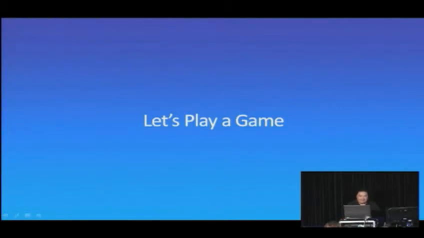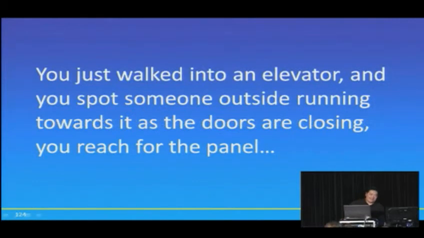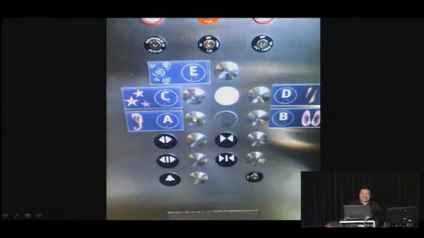Imagine that you are at the Evergreen Hospital in Kirkland, Washington, which is a suburb of Seattle. You just walk into an elevator, and you spot someone outside running towards it as well, and the doors are closing. You reach for the panel. Now, which button do you hit? And here's the panel.